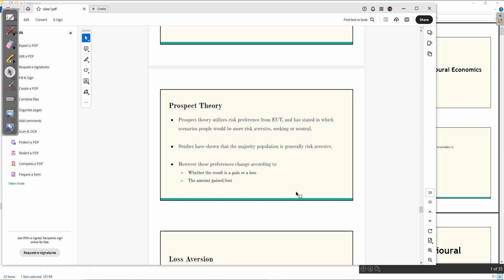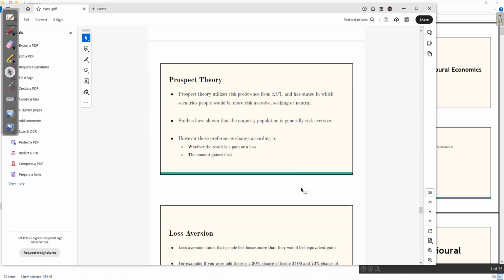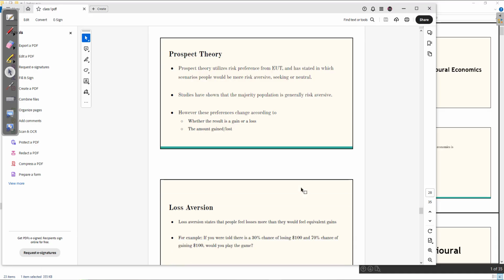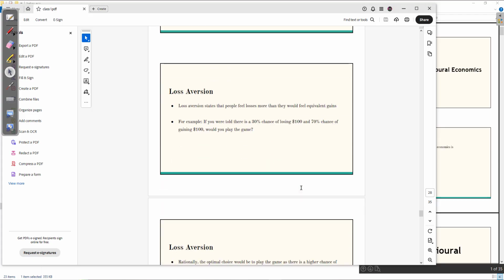Studies have shown that the majority of the population is generally risk averse. However, these preferences change according to whether the result is a gain or loss and the amount of gain and loss. So how you perceive risk totally depends on what you are gaining and what you are losing, and then your own perspective regarding these things. Some people like to take big bets on big amounts, in stocks for example. These things vary from person to person, so there is no single theory for that.